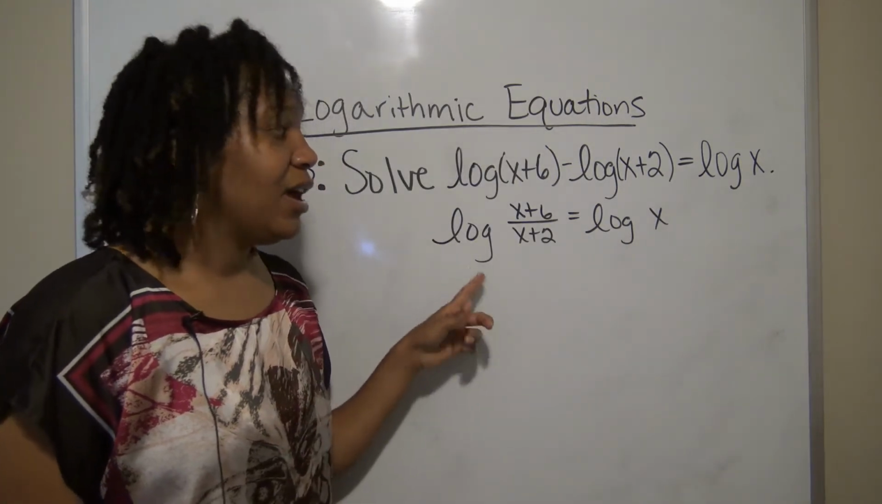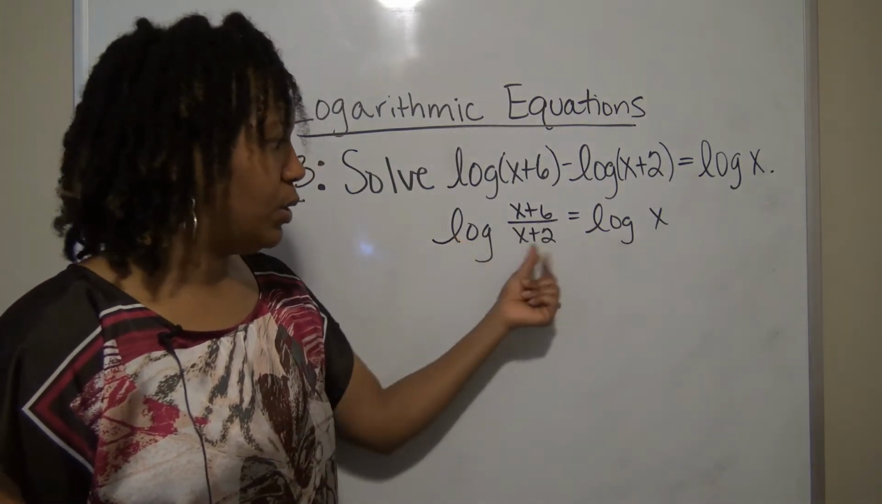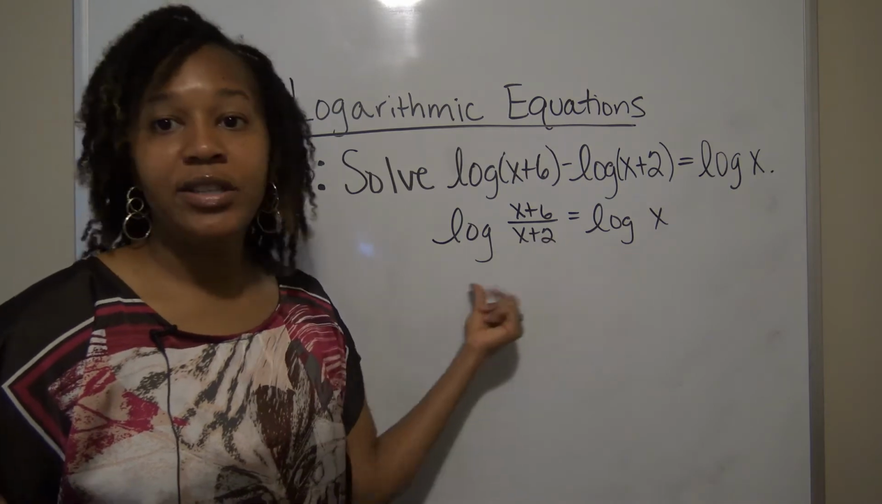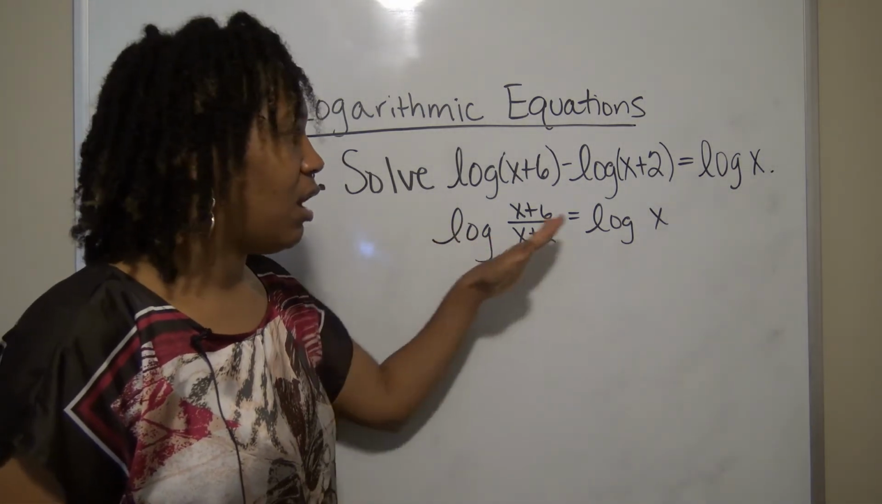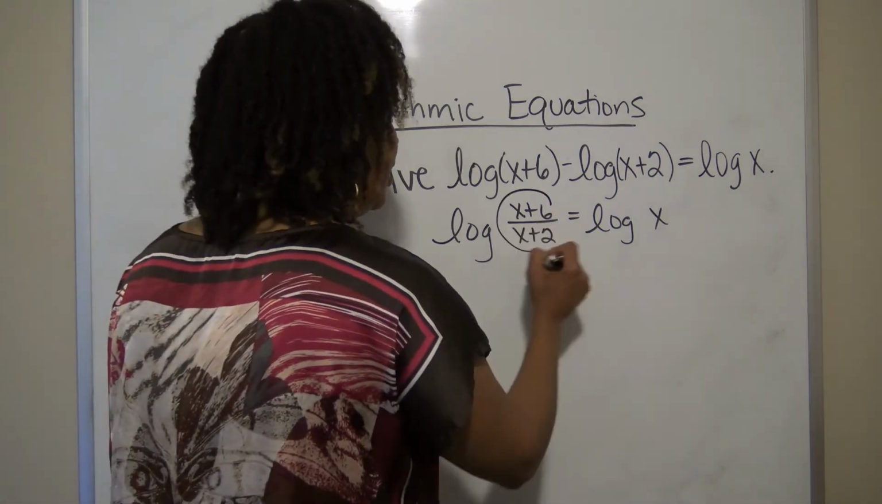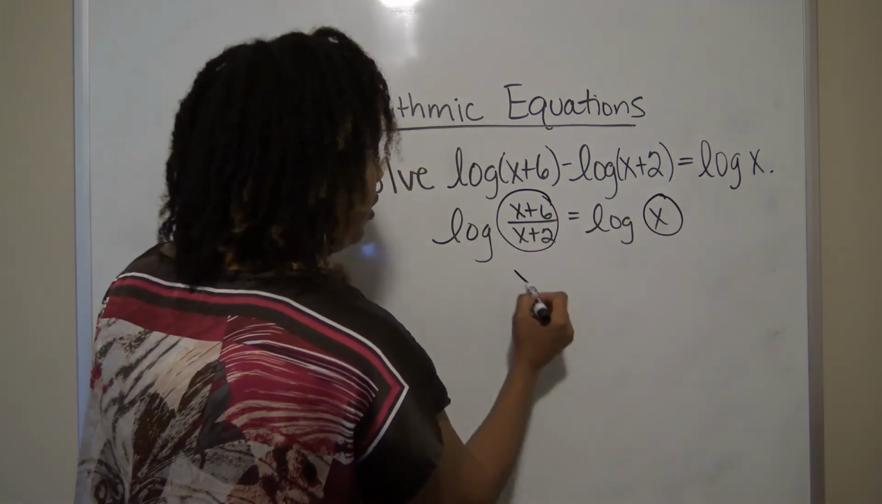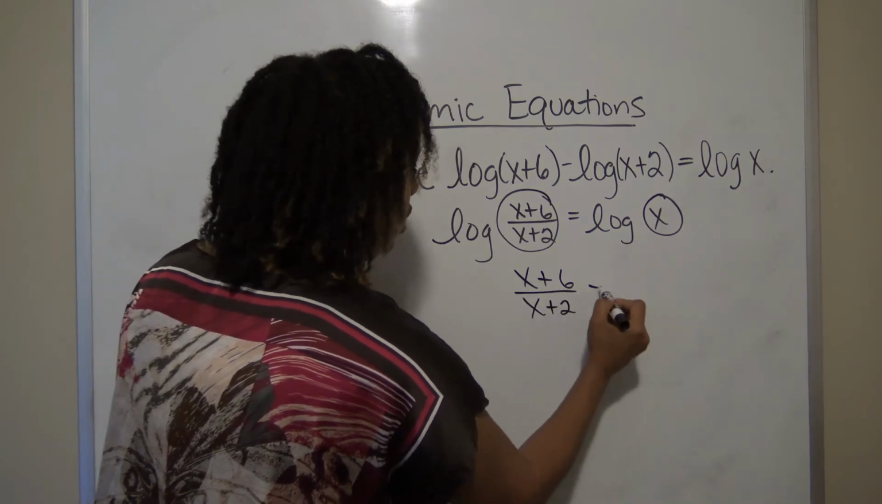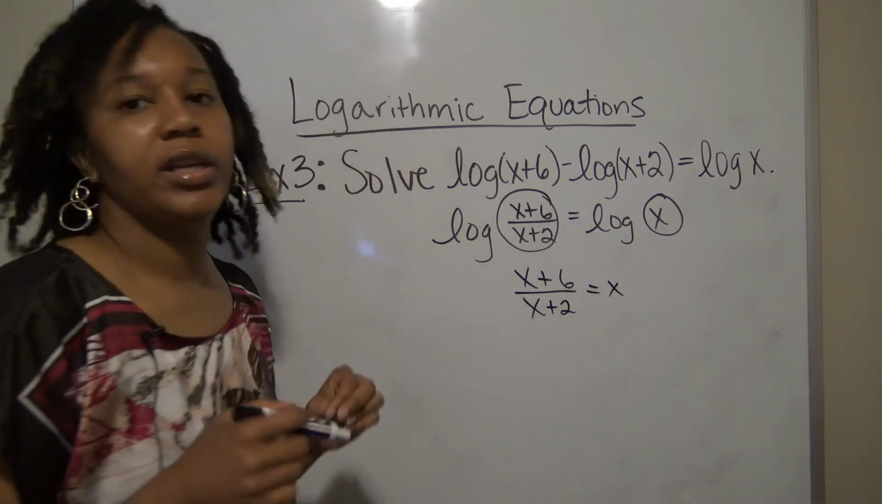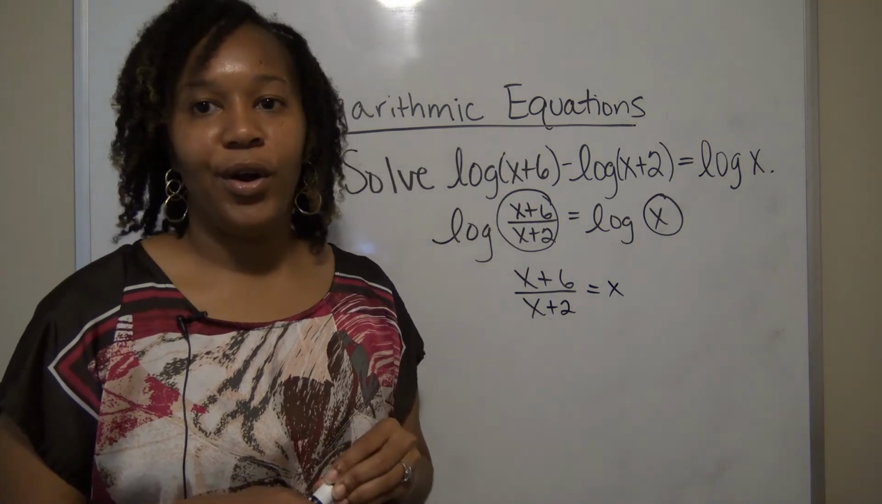Alrighty, now we have a log equal to a log and the bases are the same. There is no base written there, which means it's an understood base of 10. So since the logs are the same, I can just take these arguments and set them equal to each other. So I get x plus 6 over x plus 2 is equal to x. And so now I need to solve for x.